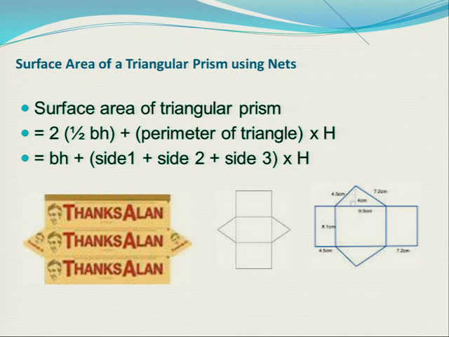Now the next one is the surface area of a triangular prism using the net. As you can see, when I unfold the triangular prism, all the different sides that you get: the 3 sides of the prism and then the 2 triangles. And the base, 2 times half base times height, means the 2 triangles. And then you get the perimeter of the triangle and you multiply it with the height.